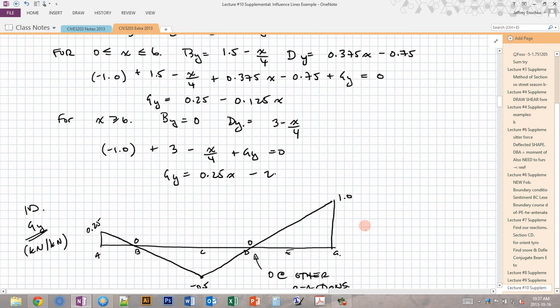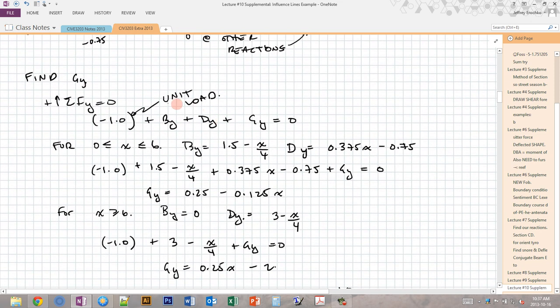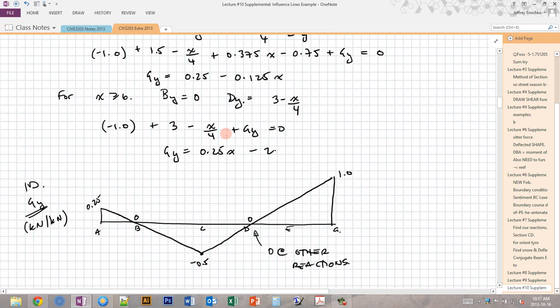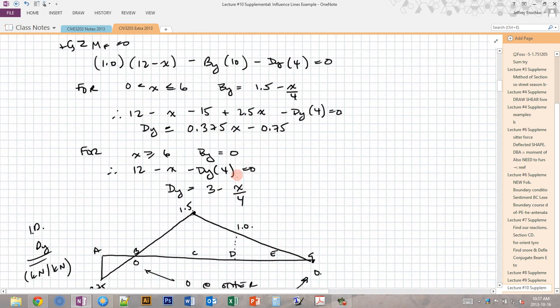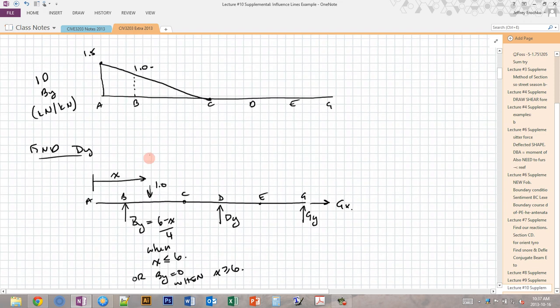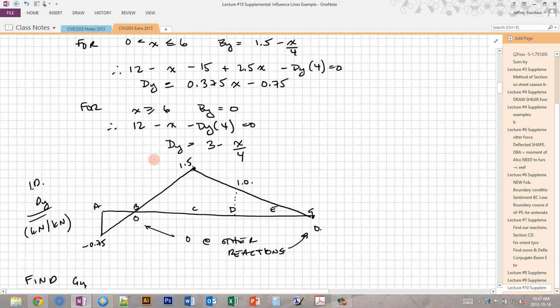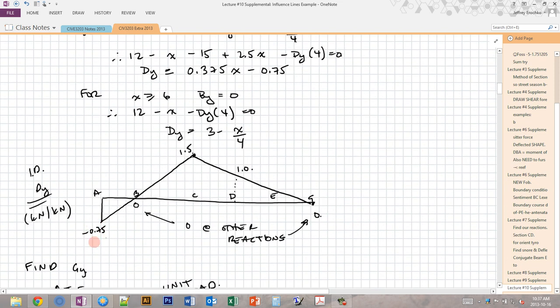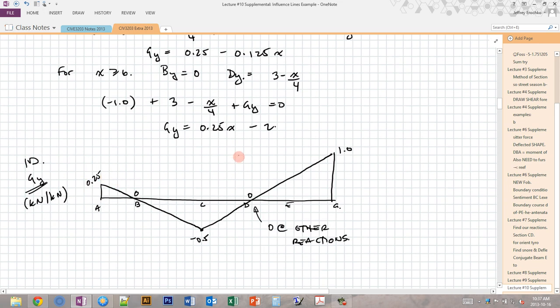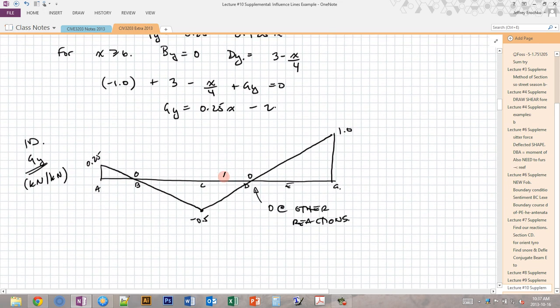Another thing that we can observe about this is that here we saw that our total load at G is going to be equal to 1.0 minus BY minus DY. So we could actually just combine the influence diagrams themselves. So 1.0 minus BY minus DY. So we can do 1.0 minus 1.5, so that's negative 0.5, minus negative 0.75 gives us positive 2.5. So the influence diagrams can also be combined in this way.